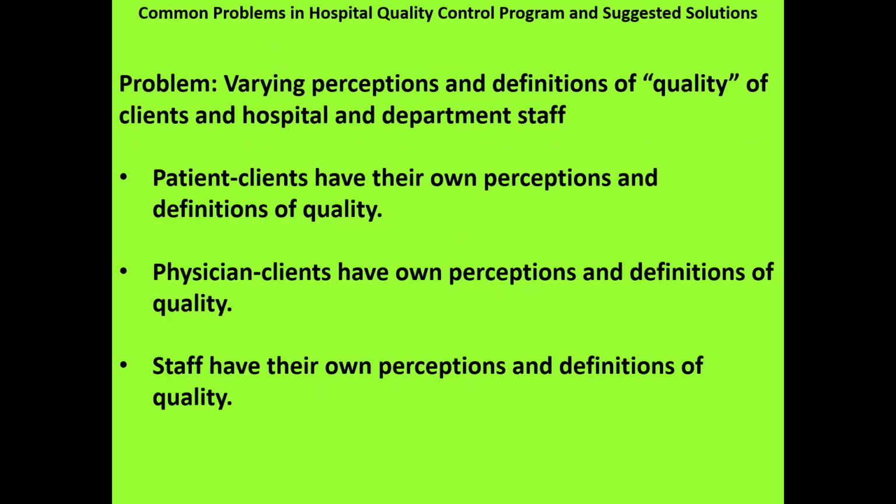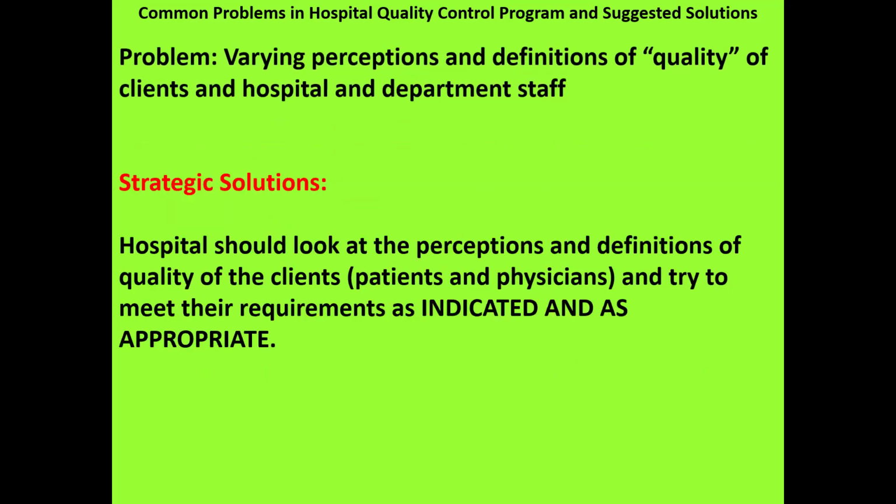So how do you resolve the varying perceptions and definitions of quality of patients, of the clients, and also of the hospital staff and department staff? A suggested strategic solution: the hospital should look at the perceptions and definitions of quality by the clients, both the patient and also the physician clients, and try to meet their requirements as indicated and as appropriate.